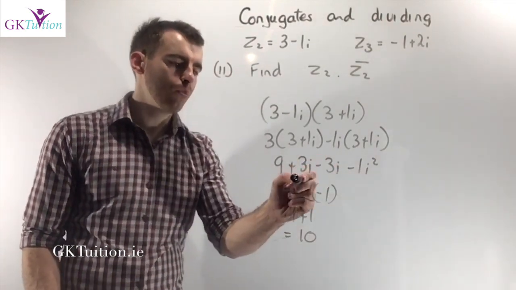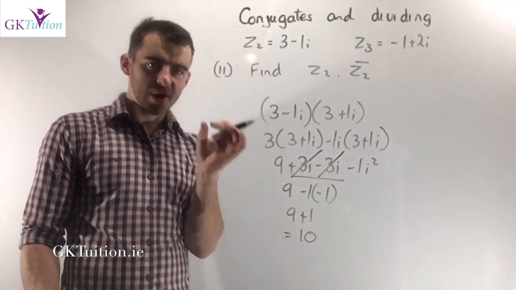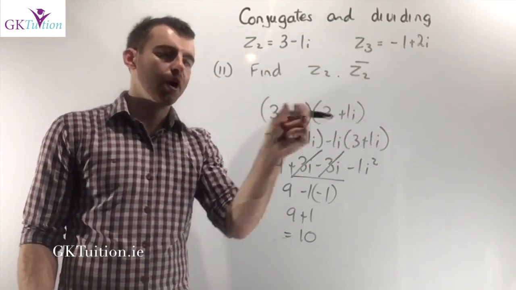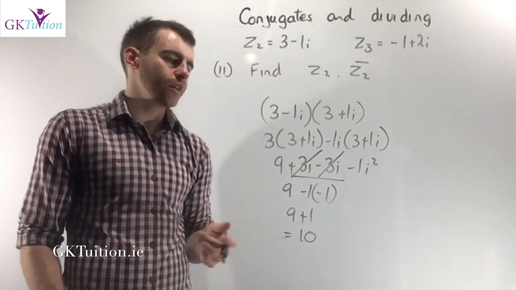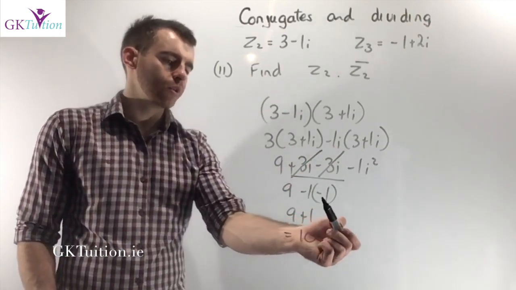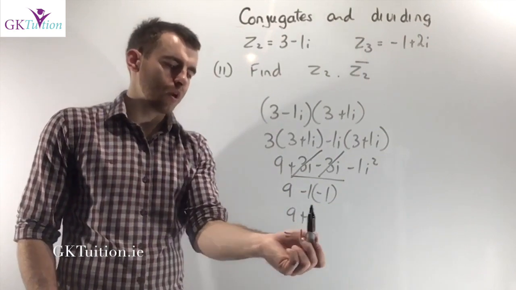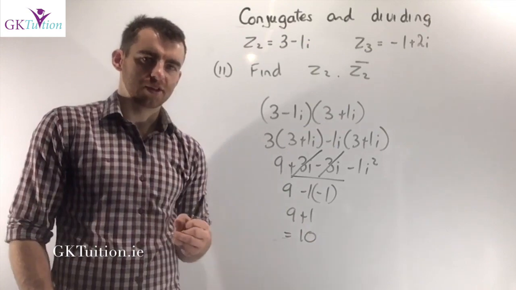Now remember, the whole point of this is that the plus 3i and the minus 3i cancel. The imaginary numbers always cancel when you multiply one complex number by its conjugate. And then I can simplify minus 1i squared, which is the same as minus 1 times minus 1. Minus by minus gives me plus, so I end up with 9 plus 1, which works out as 10. And that's your final answer for part 2.